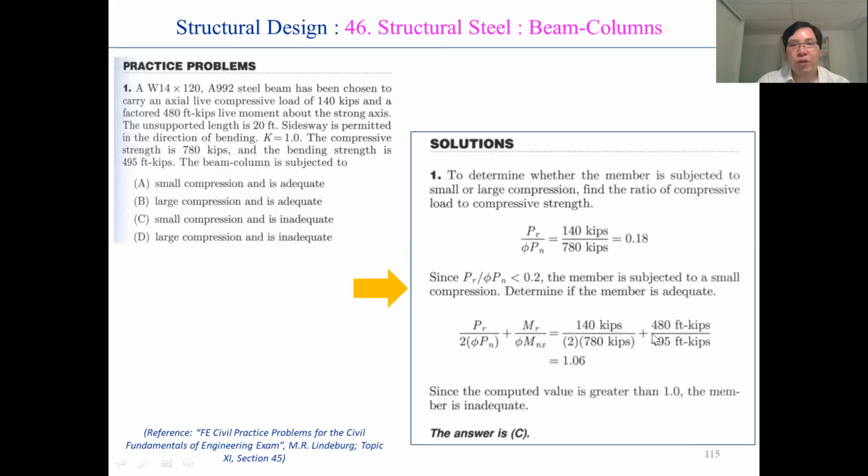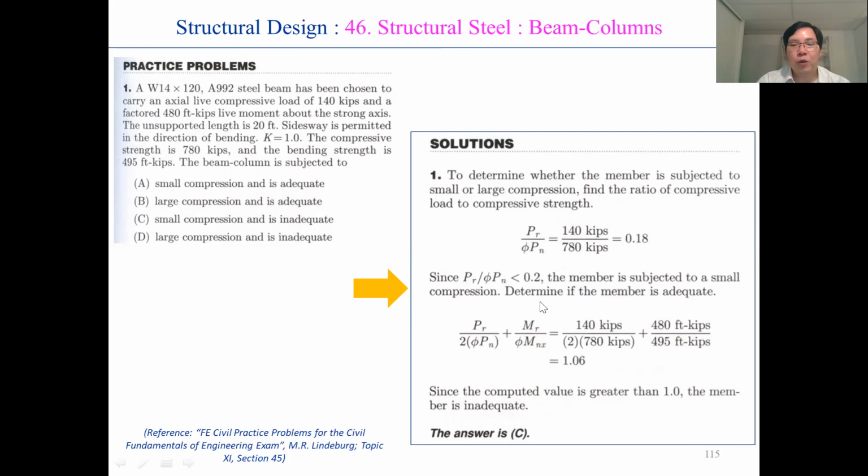So here is the solution. Firstly, to determine whether the member is subjected to small or large compression, you need to find the ratio of compressive load to compressive strength by this equation, Pr over Pc. This ratio is equal to 0.80, and because this ratio is inferior to 0.2, the member is subjected to a small compression.